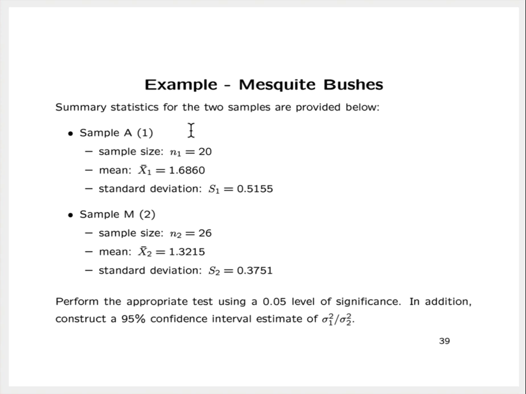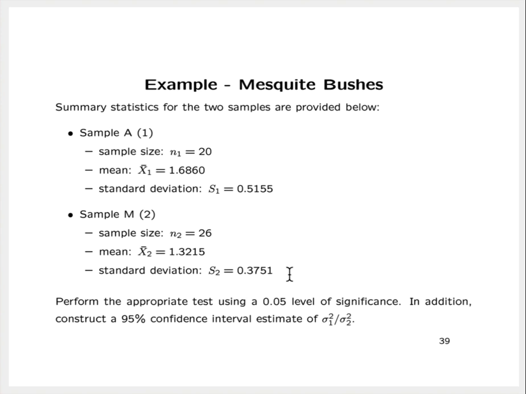We have our summary statistics for sample 1: the sample size, which is 20, and so we've got 19 degrees of freedom associated with that sample. The standard deviation of sample 1 is 0.5155. The size of sample 2 is 26, so we've got 25 degrees of freedom associated with that sample, and the standard deviation of sample 2 is 0.3751. So not a big difference here, although the standard deviation of sample 1 is about 1.5 times bigger than the standard deviation of sample 2.